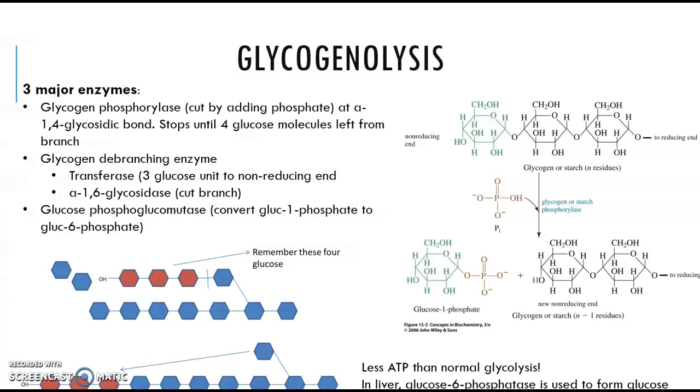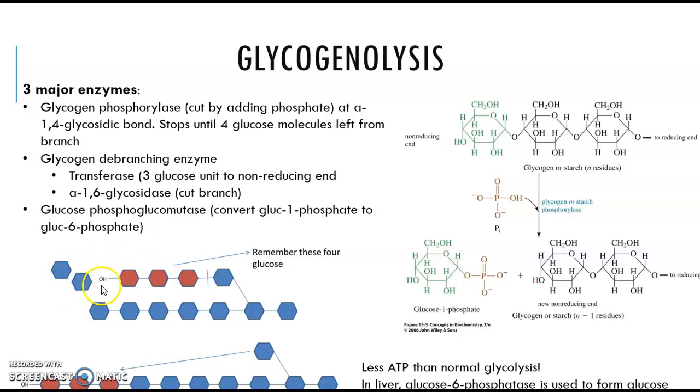So this is glycogenolysis, which means the breaking down of glycogen. It involves three major enzymes. The first one is glycogen phosphorylase, which cuts by adding phosphate, not the normal hydrolysis. This one is a transferase reaction at the alpha 1,4 glycosidic bond.